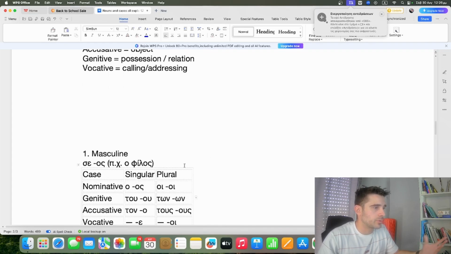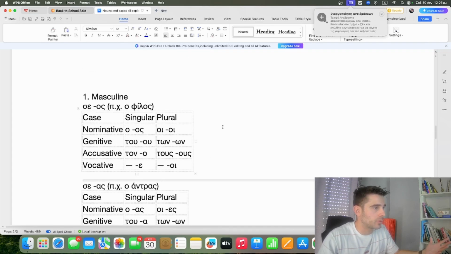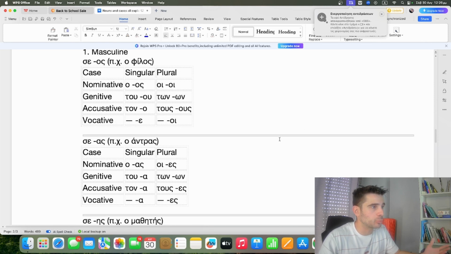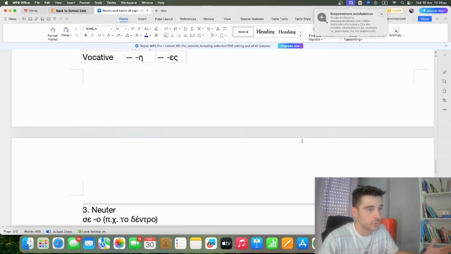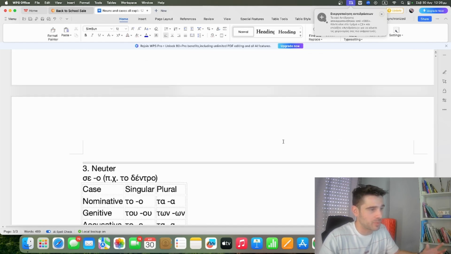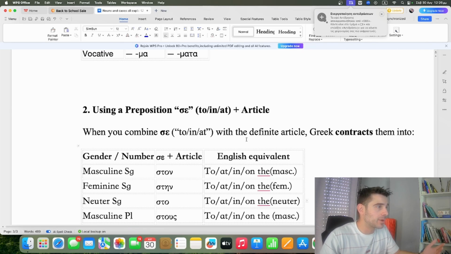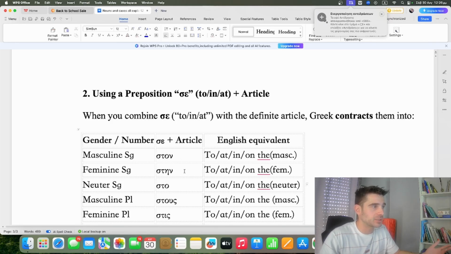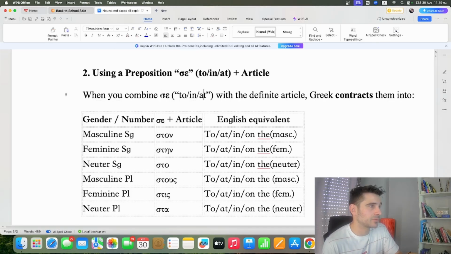So here you will find a table of all the word endings of the nouns on singular and on plural for all genders. You'll have to try to practice on this to remember the word endings. And now let's see about the prepositions, why we use ston, stin, and sto. So this is a combination of se, which means to, in, at, or on, with a definite article. So the definite article can be ton, tin, or to.